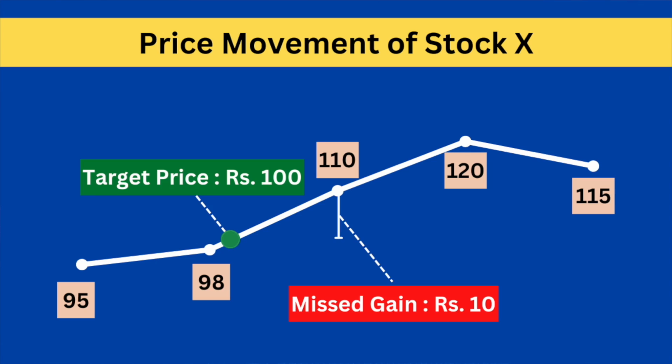Let me show you an example. As you can see on your screen, you might set a target to sell a stock X at rupees 100, which is currently trading at rupees 95. Say the stock price increases from 98 to 110 on a single day. Then, due to the target price set at rupees 100, you would miss out on the 10 rupee gain from 100 to 110. So these were the advantages and disadvantages of using swing trading.